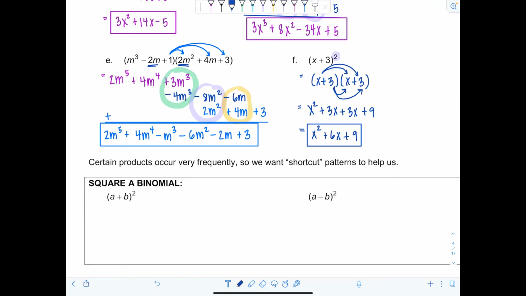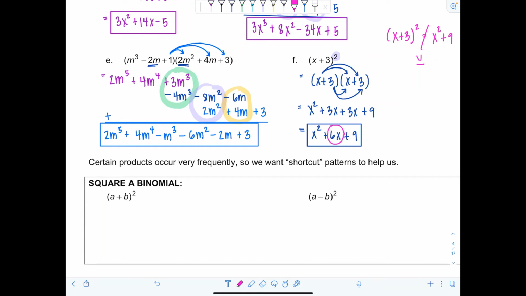What do you think the biggest mistake is that students make when they see a problem like this, x plus 3 squared? Maybe you thought to do it, huh? They just square the x and they square the 3, and that is not true. Don't do that. They forget all about the poor little 6x.